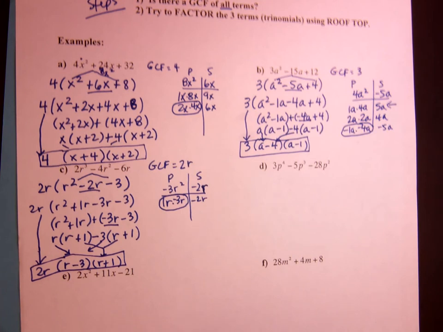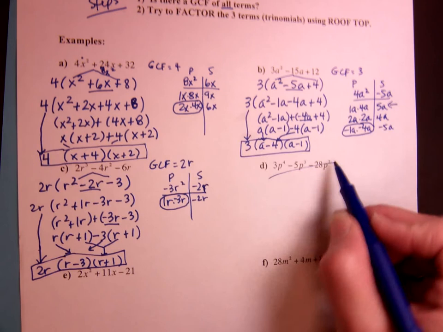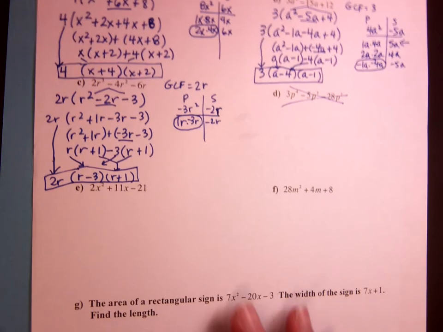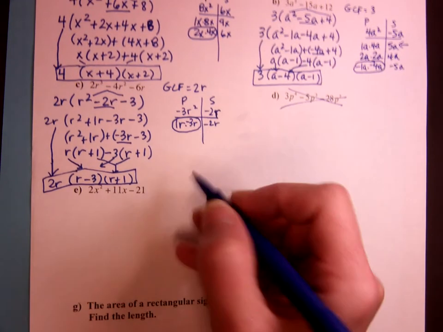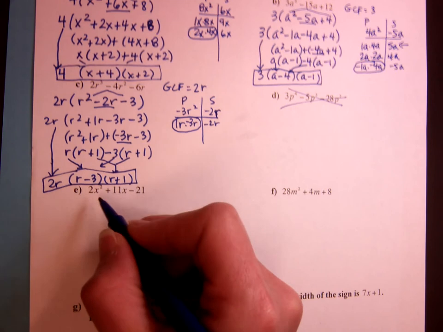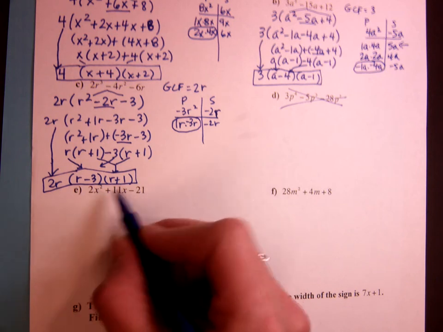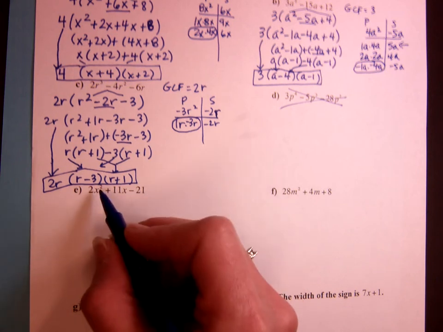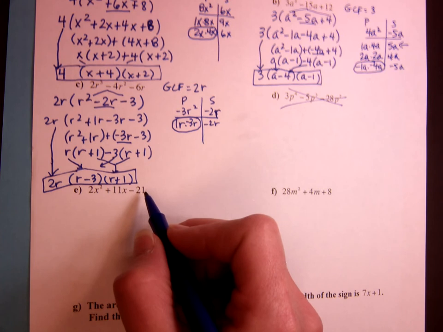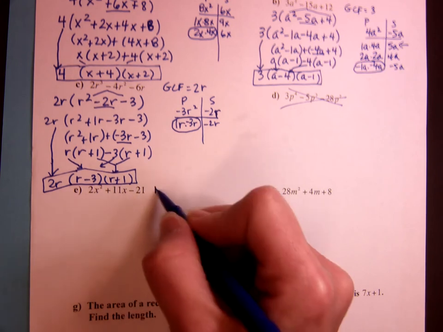Okay? We're not going to do letter D right now. We're going to do letter E. Again, we're going to look to see if there's a greatest common factor. As I'm looking at it, if I try dividing everything by a 2, that wouldn't work. So that means that there is no GCF on this one.